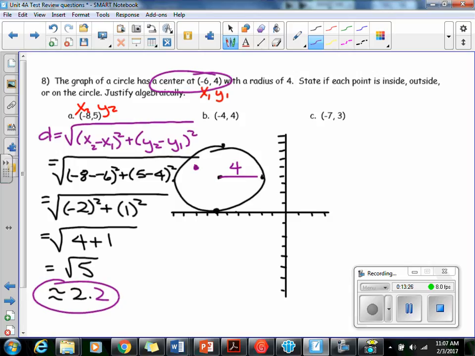Okay? So you can do the distance formula for every one of those, but you do the distance from the center to the new point to see how far they are. If it's less than 4 units, it's inside the circle. If it's greater than 4 units, it's outside the circle. And if it's exactly 4 units, that point would lie on the circle. Got it? Okay.